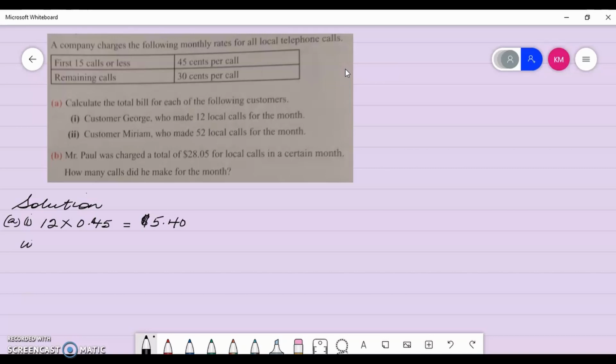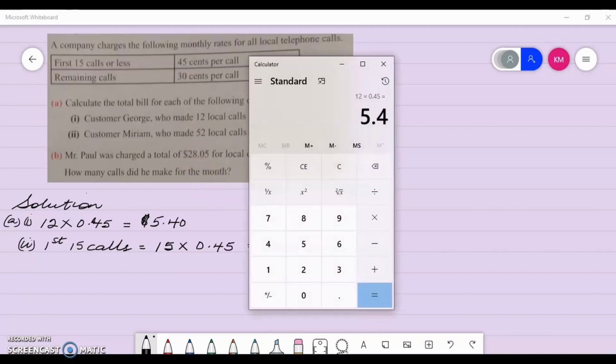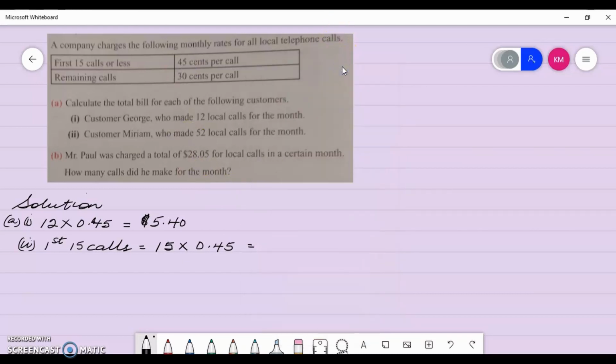Part 2. Customer Miriam made 52 local calls for the month. So she crossed that 15 calls. So for the first 15 calls, she's going to pay 45 cents. So we're going to write first 15 calls. She's going to pay that 15 multiplied by 45 cents. And we are going to get $6.75.